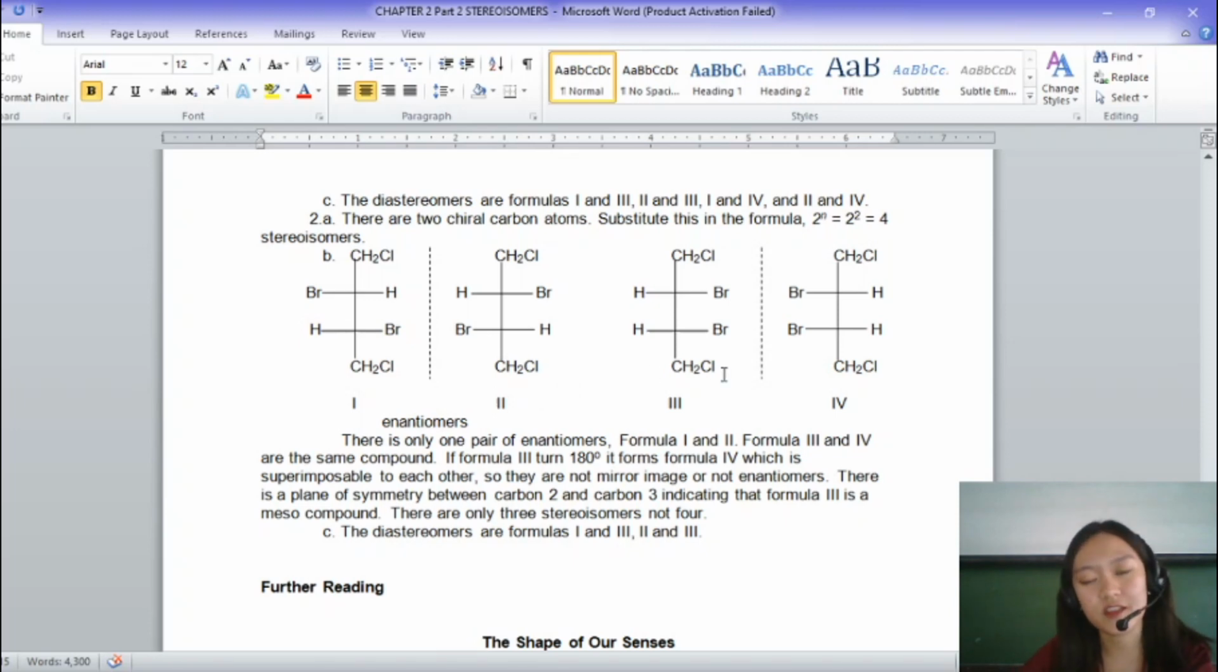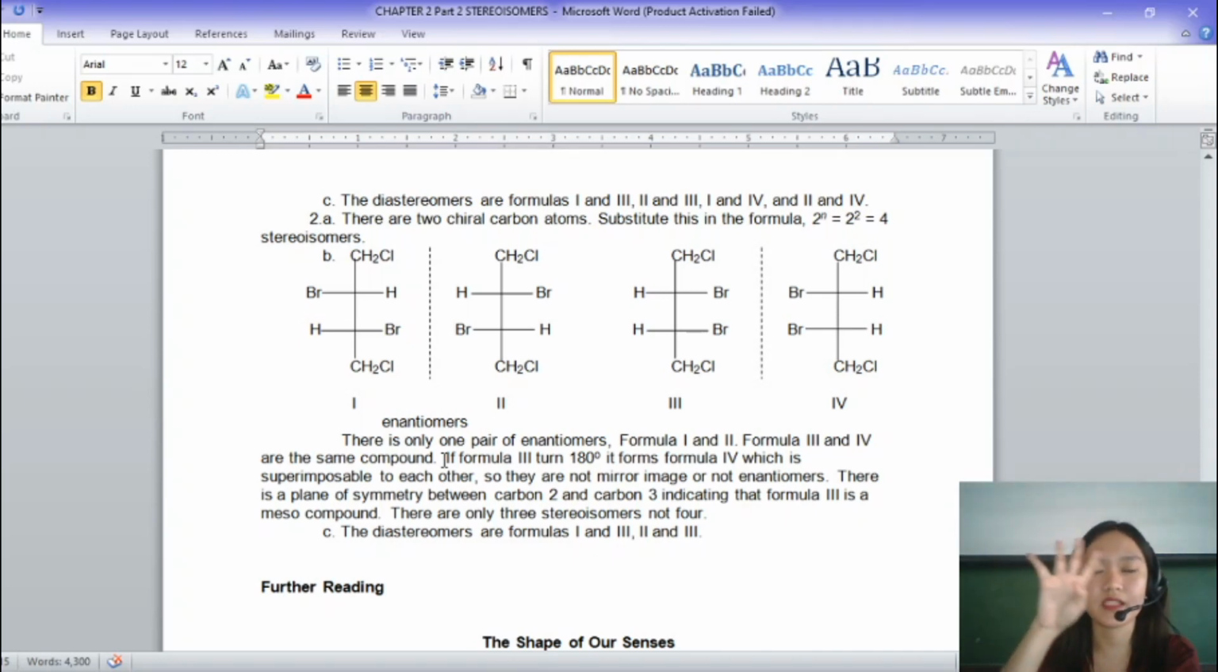On the other hand, your structure number 3 and 4, kapag ni-rotate mo ang structure number 4 into 180 degree, ano ang resulta? It will exactly coincide with structure number 3. So, meaning this is the same compound and it is a mesocompound because it has a plane of symmetry. Pareho ang between your carbon number 2 and carbon number 3. So, pareho ang top and bottom kapag hinati sa gitna. So, mesocompound ito.